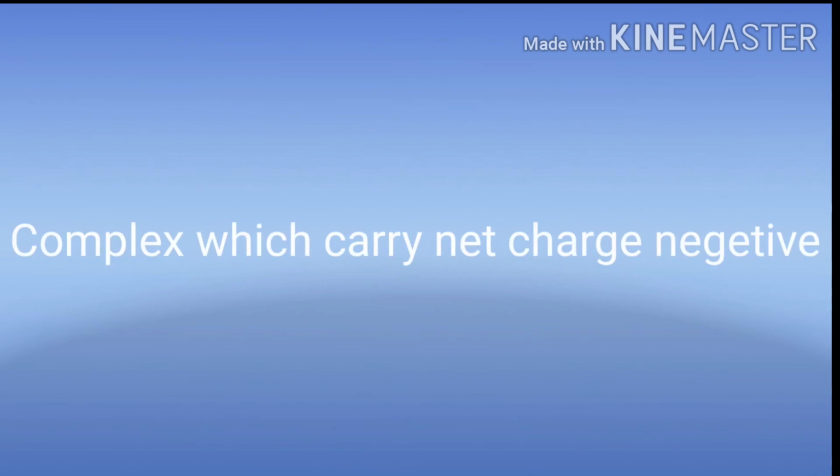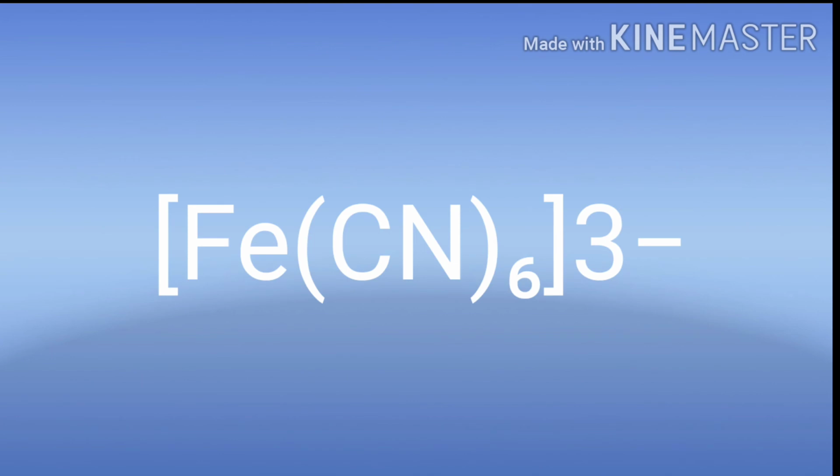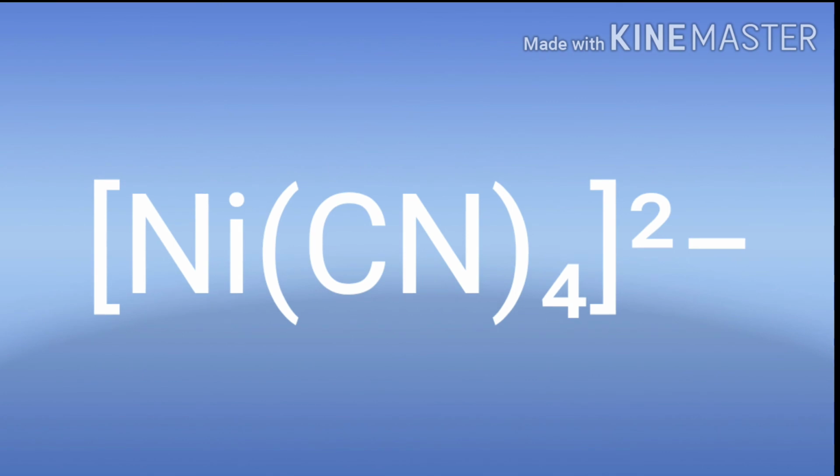Now the second class is anionic complex. A complex which carries a net negative charge is known as an anionic complex. The example for anionic complex is [Fe(CN)6]3-. In this complex, the net charge is negative. That's why it is an example of an anionic complex. Now another example is [Ni(CN)4]2-. In this complex, the net charge is negative. That's why it is an example of an anionic complex.